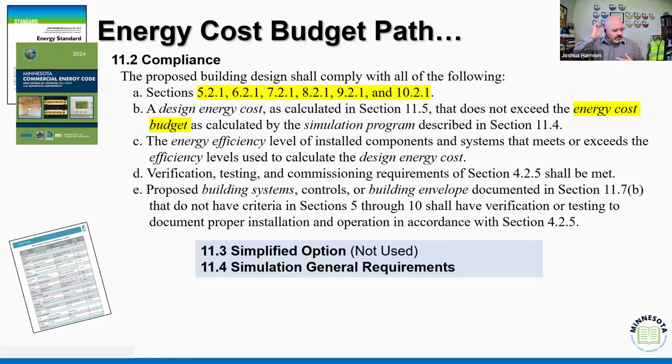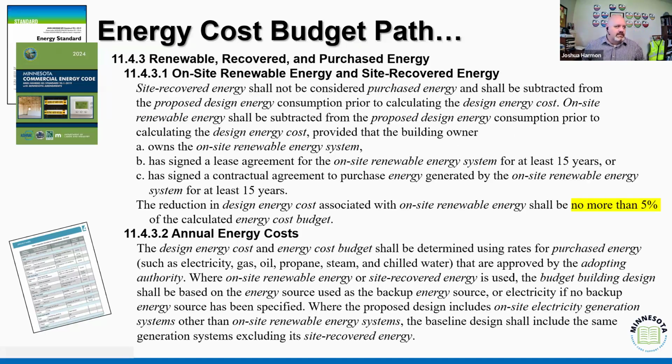With the energy cost budget path, we're looking at, again, how much does it cost to operate that building as a whole? And so we need to have all those details up front. This is where you're going to have a report at the beginning and a report at the end to confirm that everything that was proposed and installed all match together, and that the building still performs at its required level.